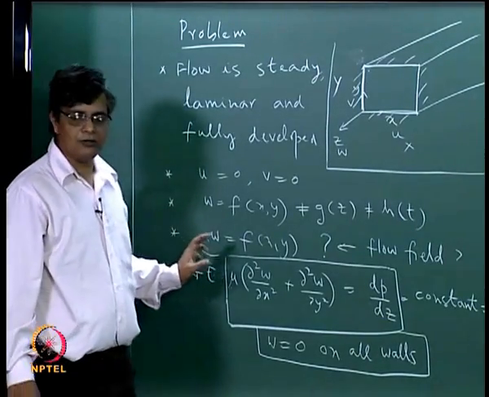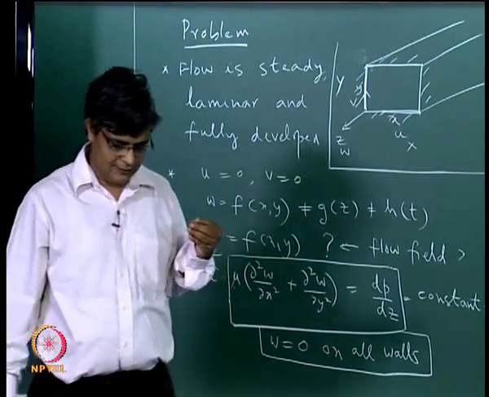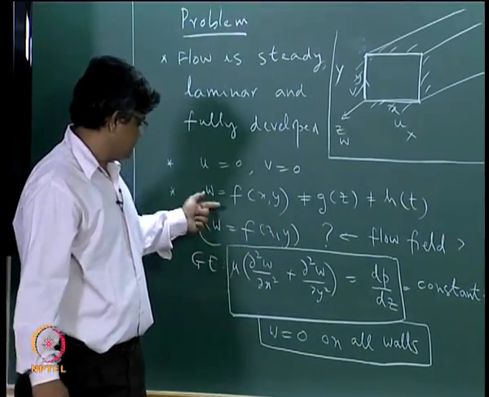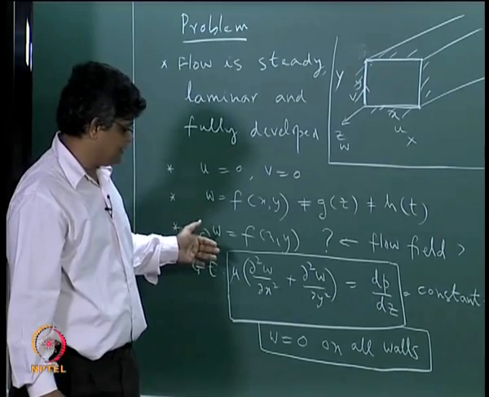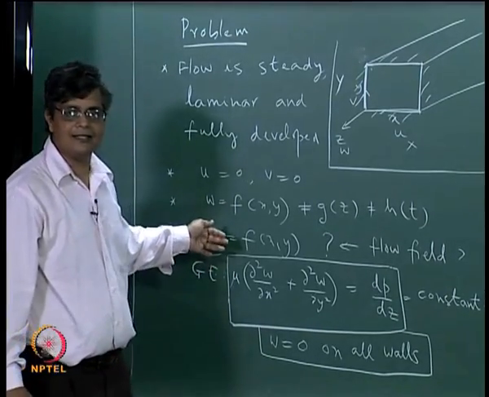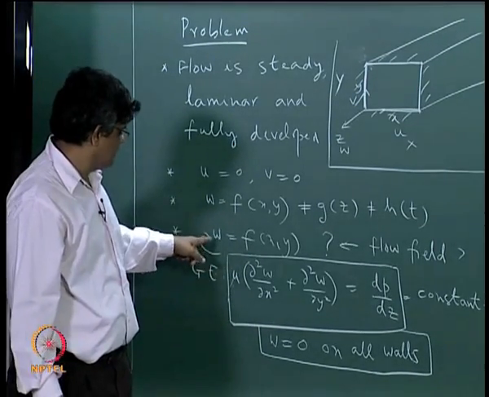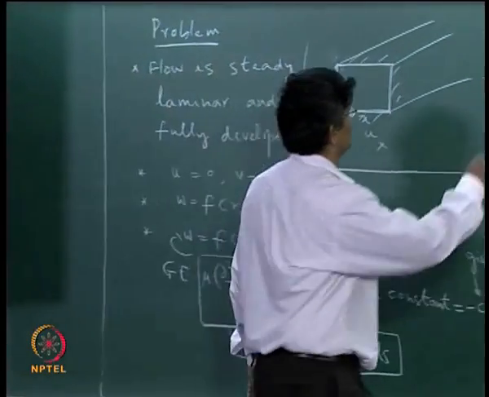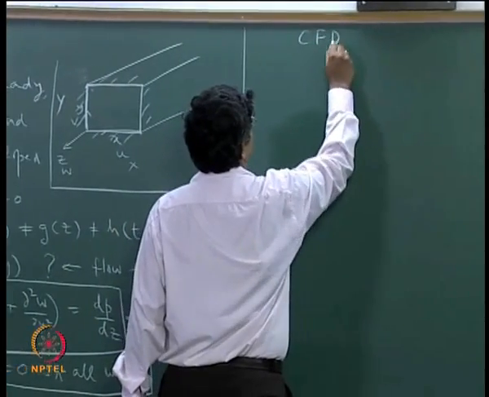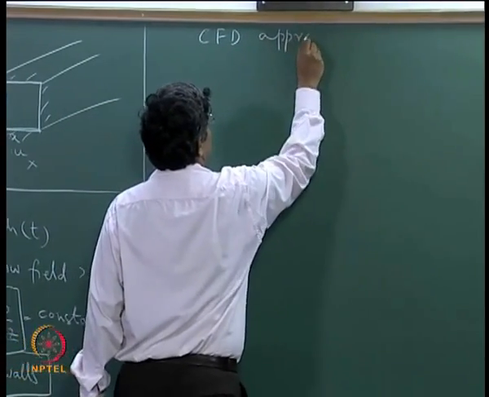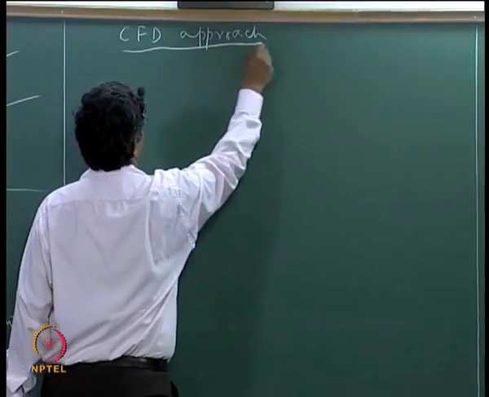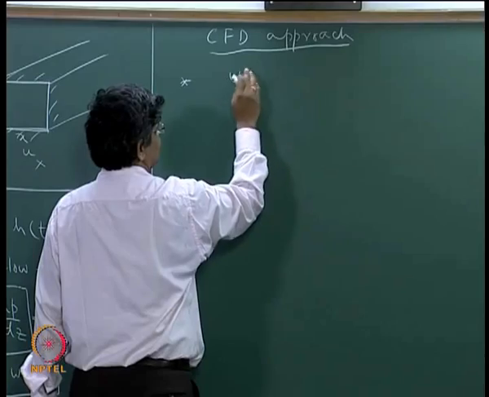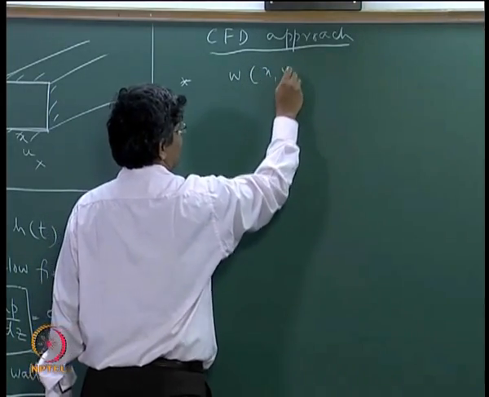So this mathematical problem is solved in CFD not like this. It is not solved exactly like this. At the end of the CFD solution we won't be getting W as a function of x and y. So in the CFD approach, we don't get W at every x, y.